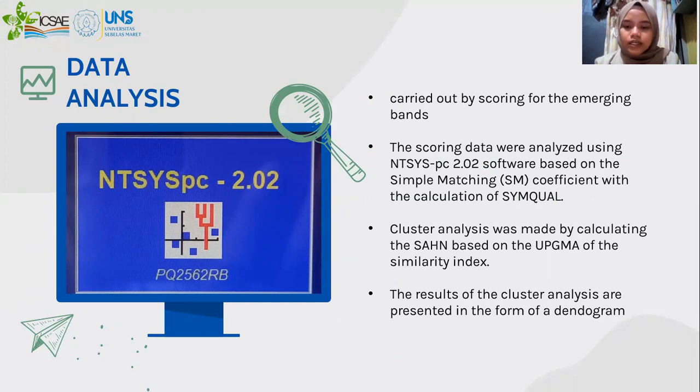Furthermore, the scoring data were analyzed using NTSYSpc software version 2.02 to determine genetic similarity or dendrogram, based on simple matching coefficient with the calculation of SIMQUAL. Then the cluster analysis was made by calculating the SAHN based on the UPGMA of the similarity index.